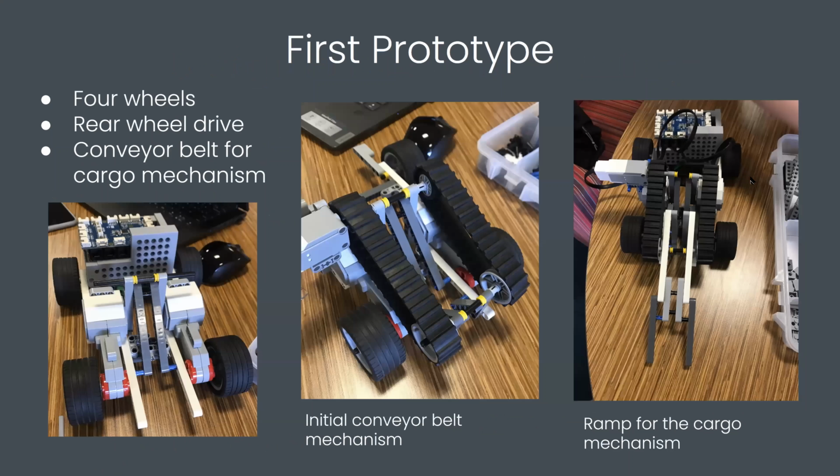The first prototype of the system was based on decisions made with the decision matrices, which involved 4 wheels, a rear-wheel drive, and a conveyor belt cargo system. However, this system had a few issues that were discovered through initial testing. This brings us to the second prototype.